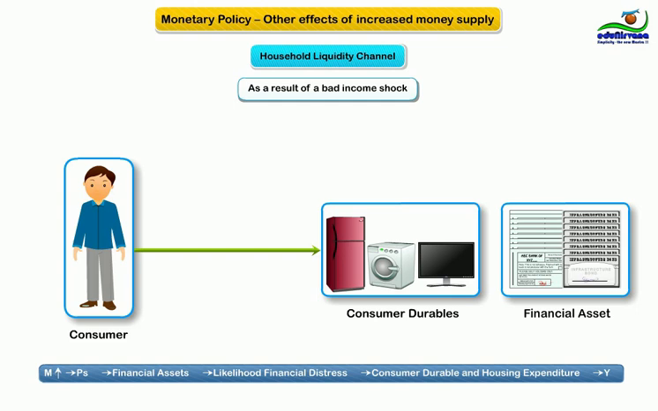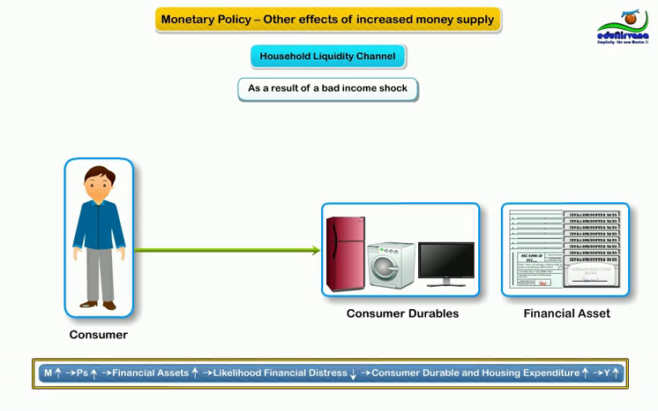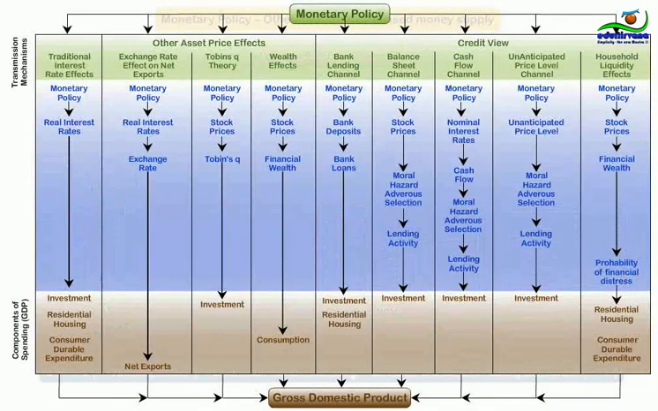During expansionary monetary policy, when stock prices rise, the value of financial assets rises as well. Then the estimate of the likelihood of suffering financial distress lowers, which increases consumer durable expenditure. End result, output increases. This leads to another transmission mechanism for monetary policy, operating through the link between money and stock prices. The following chart summarizes all the discussed transmission mechanisms of monetary policy.